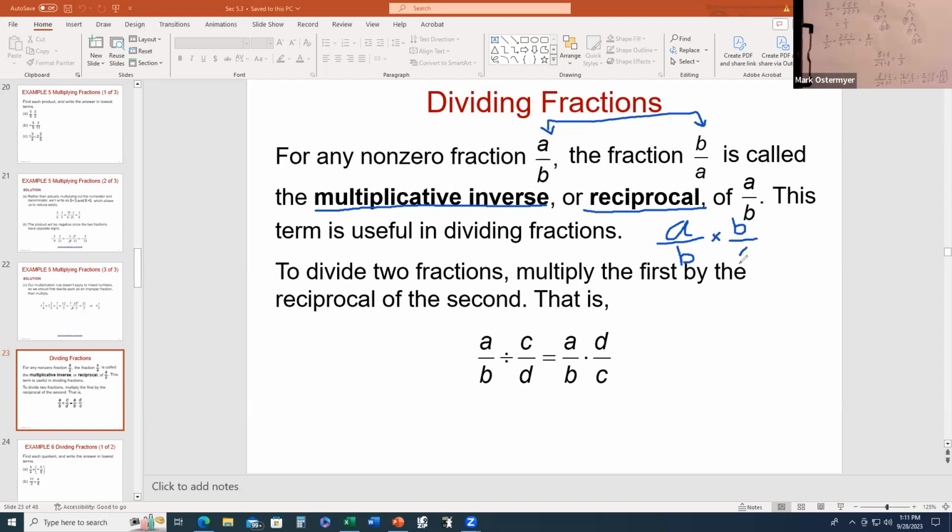That's why they're called multiplicative inverses. You're always going to get a product of 1 when you multiply reciprocals together. Okay. All right. How do we divide fractions? Here it is. Here's the prototype.